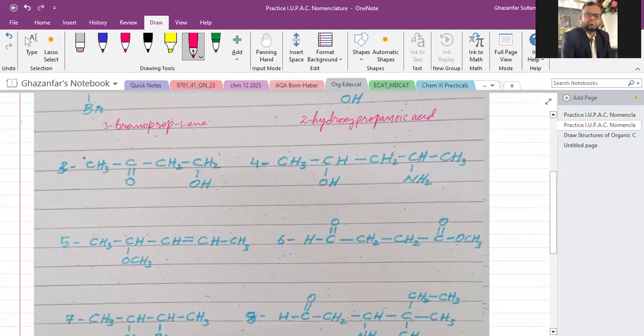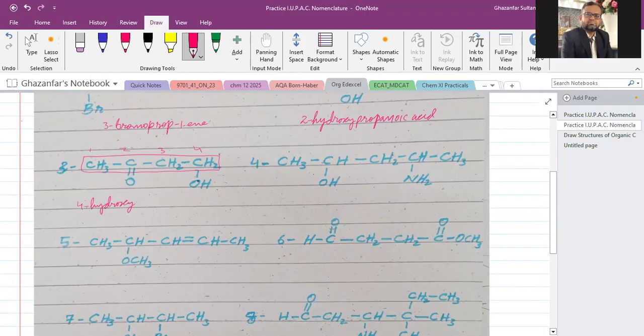And now for the next one, this is the basic chain or the parent chain, and priority is given to the ketone because this is ketone and this is hydroxy. So we start the numbering from where ketone is nearer. So this should be the numbering. So this is 4-hydroxy.